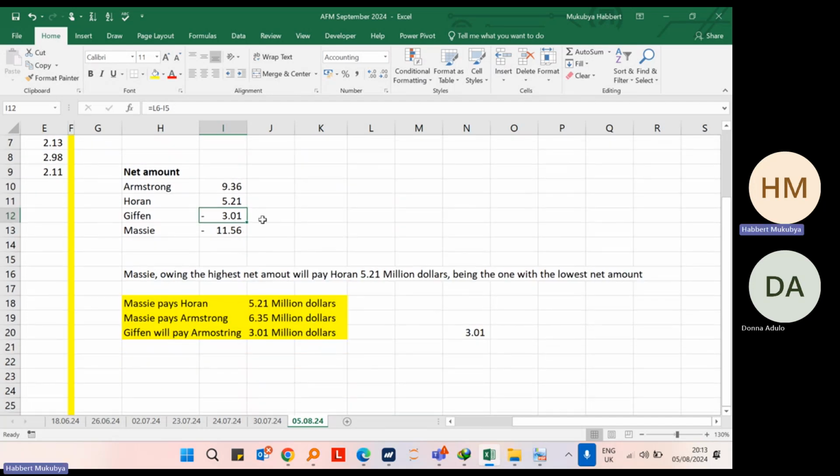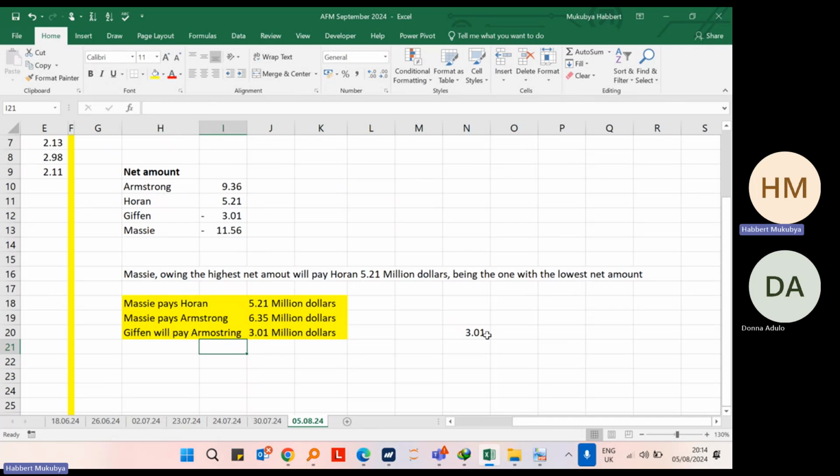First pays Holland, who is the one owed the least amount, 5.21. Then whatever amount is left on there, 11.56, they pay up to Armstrong. Armstrong was owed 9.36, and they had paid him 6.35, so he was left with 3.01, which happens to be what Giffen is owing. So Giffen will just pay that 3.01 to Armstrong.